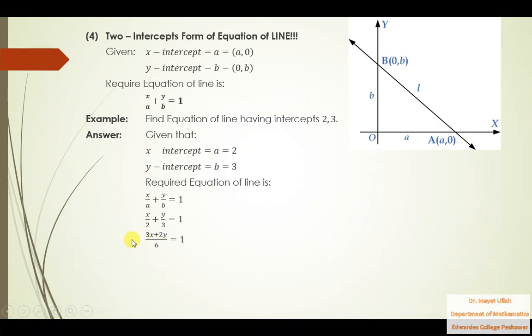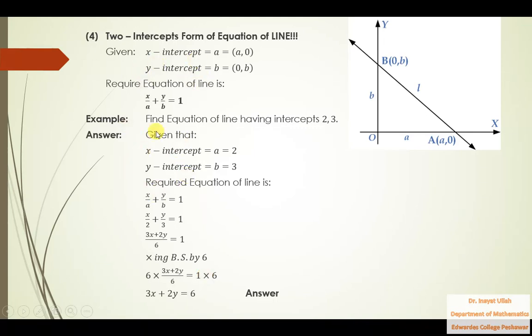Multiplying both sides by 6. Whenever we multiply both sides by 6, we get this equation. We have multiplied this fraction by 6 and this one by 6. Now this 6 and that 6 will cancel out, and we will be left with 3x plus 2y is equal to 1 multiplied by 6, which is 6. So 3x plus 2y is equal to 6 is the required equation of line.